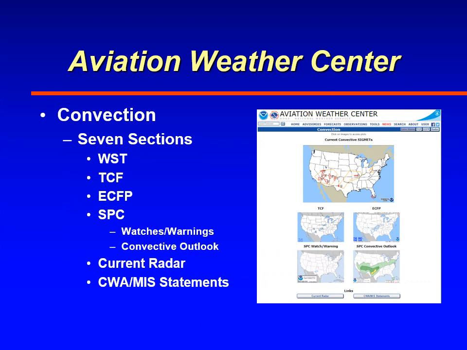Under the Convection tab are 7 sections. When you get to that page, the largest image is the WST, which is convective segments. Those are the active convective segments at that time. The TCF, or the Traffic Flow Management Convective Forecast, is the next one down on the side. The Extended Convective Forecast product is to the right of that. And the last 2 images on the bottom are the Storm Prediction Center watches and warnings, which ones are active at that time, and also the convective outlook for severe weather.